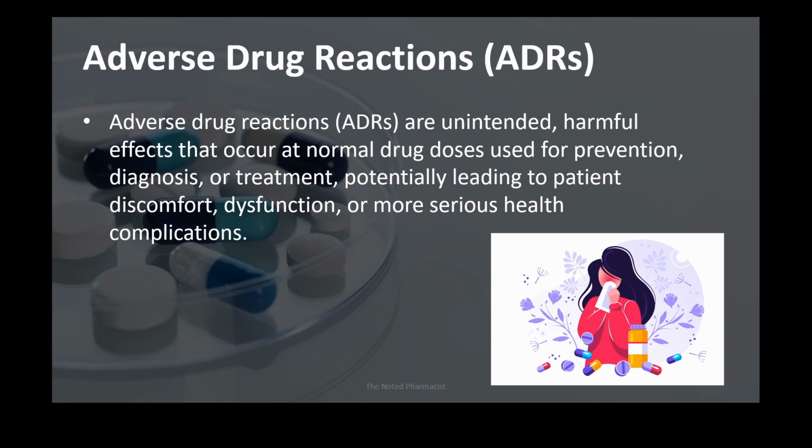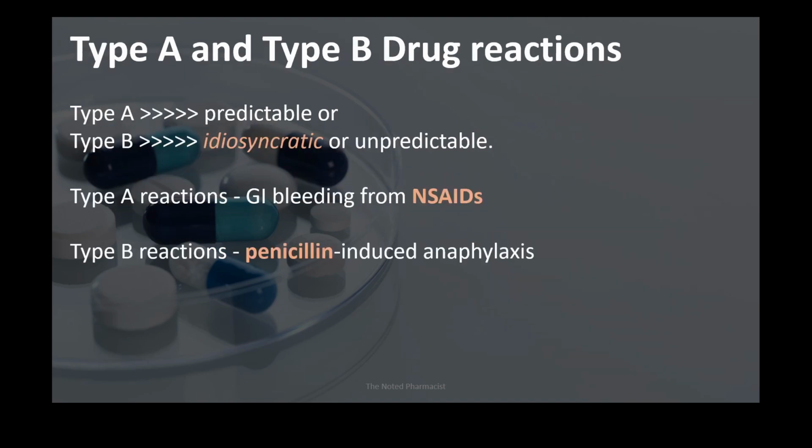Adverse drug reactions or ADRs are unintended, harmful effects that occur at normal drug doses used for prevention, diagnosis, or treatment, potentially leading to patient discomfort, dysfunction, or more serious health complications. Adverse drug reactions are classified as type A meaning predictable or type B meaning idiosyncratic or unpredictable. Type A reactions, such as gastrointestinal bleeding from NSAIDs, are dose-dependent and more predictable. Type B reactions, like penicillin-induced anaphylaxis, are rare but potentially life-threatening, requiring immediate medical attention.